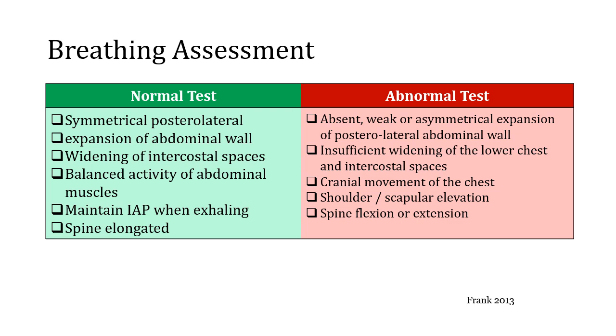Abnormal tests, so things that you may see with this assessment, is absent or weak or asymmetrical expansion of the posterior lateral abdominal wall, insufficient widening of the lower chest and intercostal spaces, cranial movement of the chest, and or shoulders and scapula elevation, and spinal flexion or extension with exhalation and inspiration respectively.